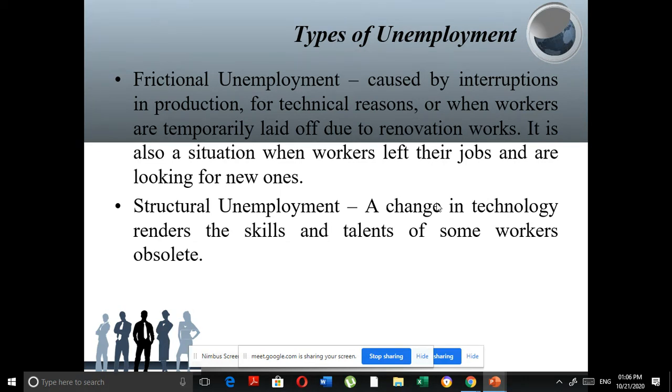Then structural unemployment. Structural unemployment exists when workers' characteristics do not fit with the employer's requirements. Or a change in technology renders the skills and talents of some workers obsolete.